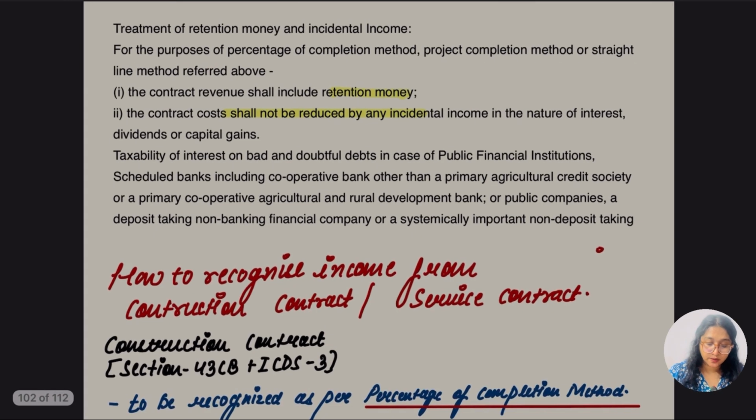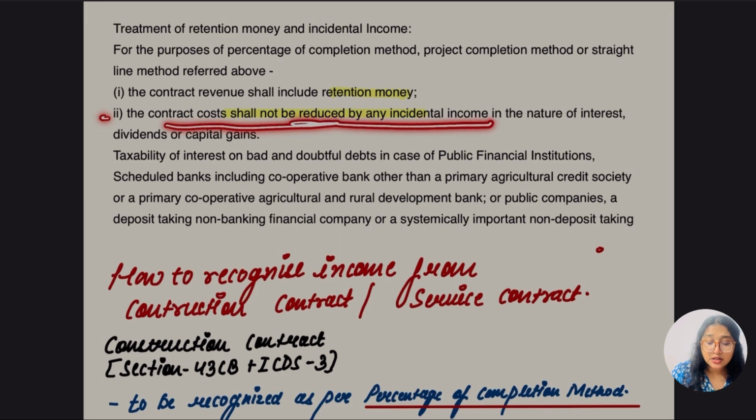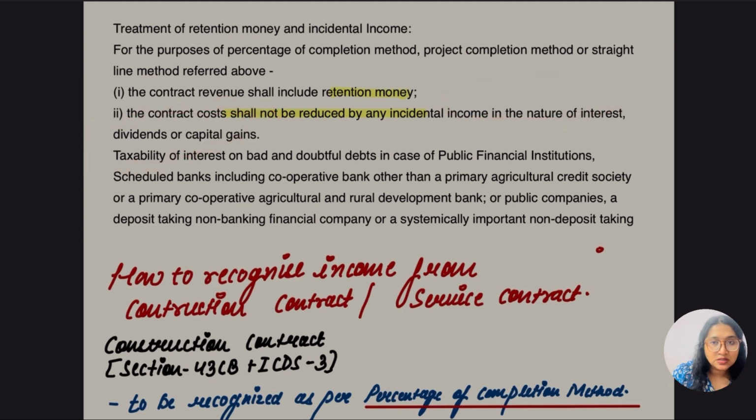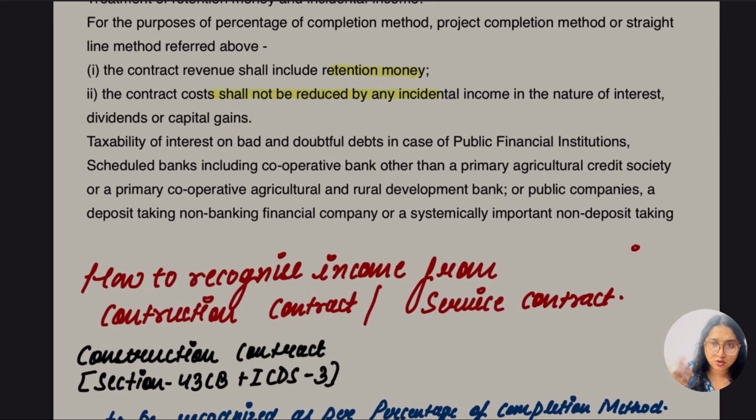Contract revenue. Second, the contract cost shall not be reduced by incidental income by nature of interest, dividend or capital gain. For these three, treatment is to be done differently. This is not to be included in the contract cost. So definitely it is to be reduced by any of the incidental income in the form of dividend, interest or capital gain.